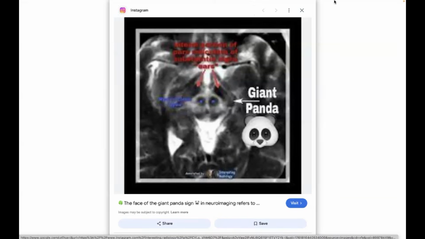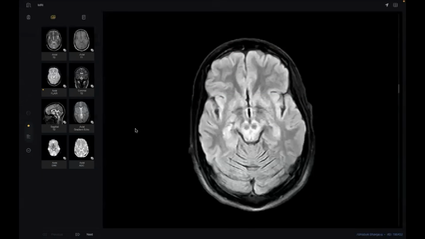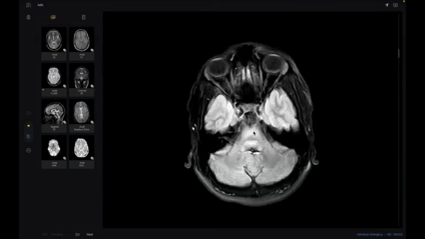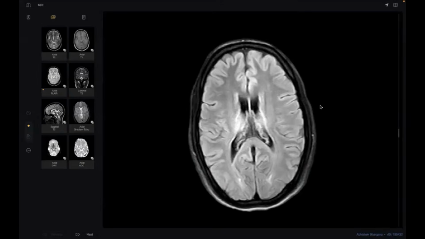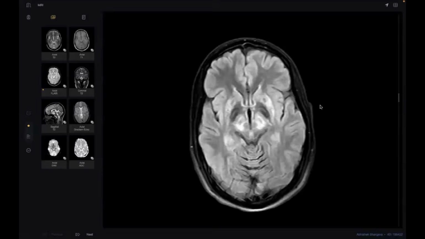Okay, let's see our case. What happened? The same, exactly here. See the panda eye sign. What happened here? There is some abnormality in the basal ganglia and the thalamus. If I am in your position during the exam, I will not remember which type of metabolic disease.